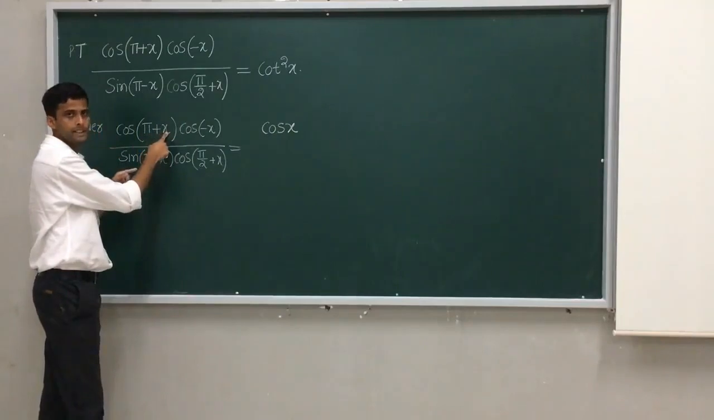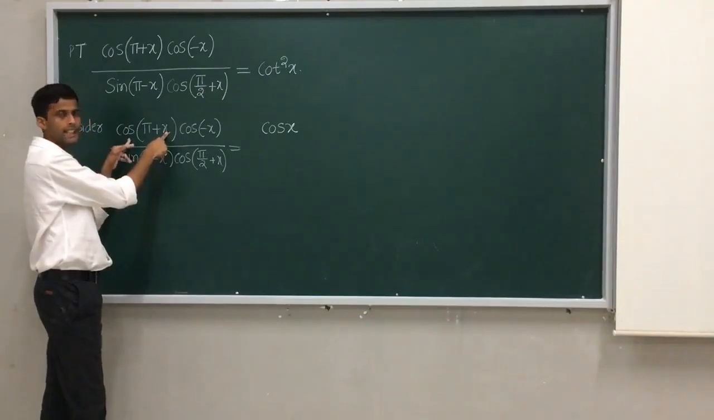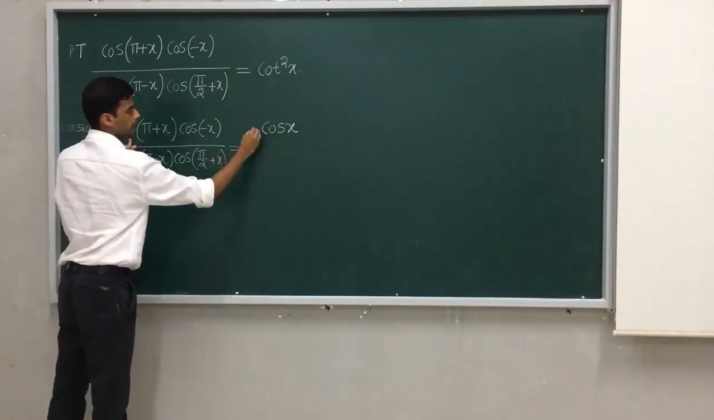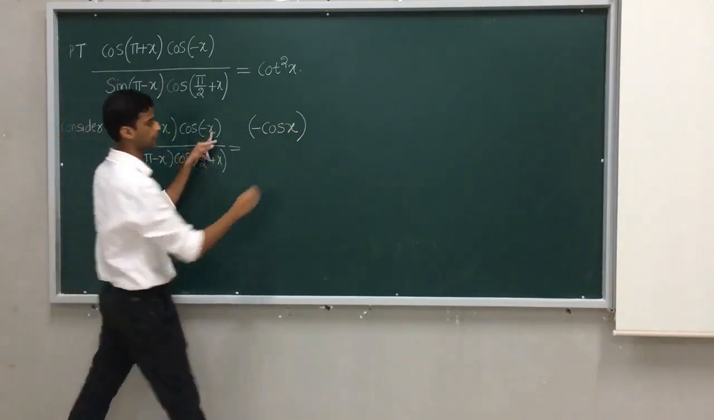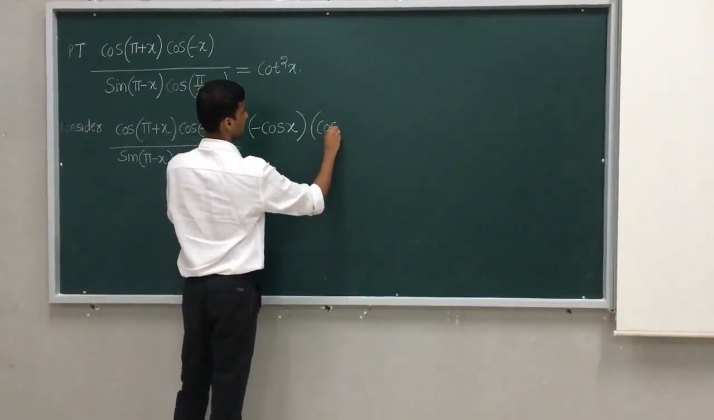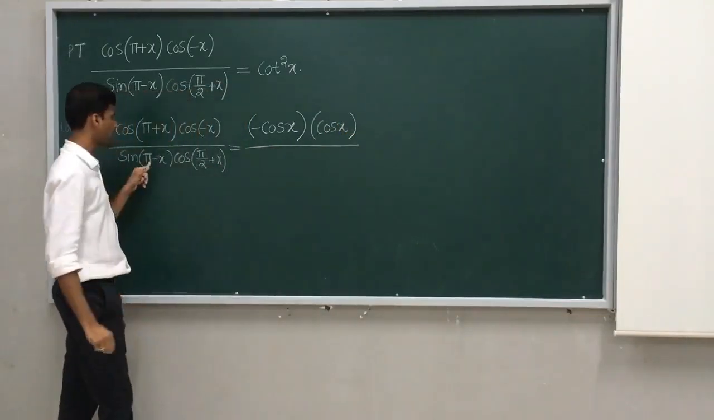180 plus means it is third quadrant. In the third quadrant, according to ASTC rule, cos is negative, so write minus. Cos of minus x is always cos x, that you people know, divided by sin of 180 minus x.